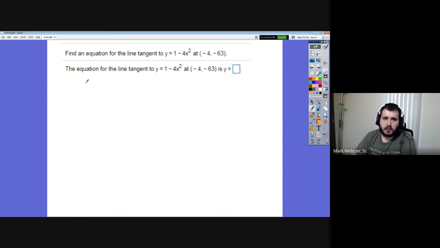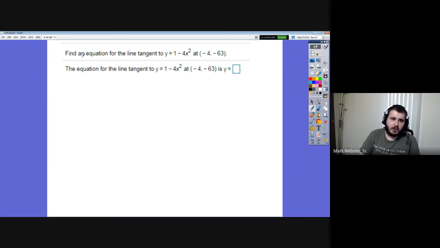So now find the equation for the line tangent to 1 minus 4x squared at this point right here. So here's the thing. Remember a couple weeks ago we were talking about how they're going to give you the exact same information in 15 billion different ways. Here's another way.